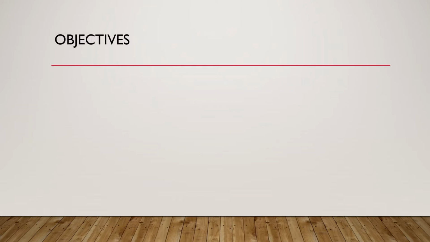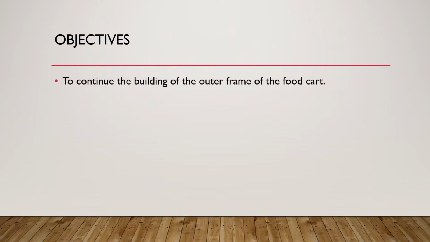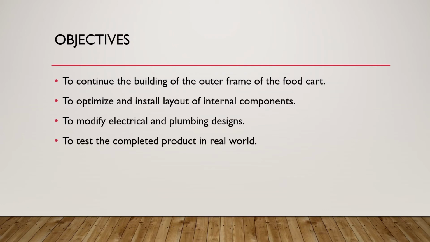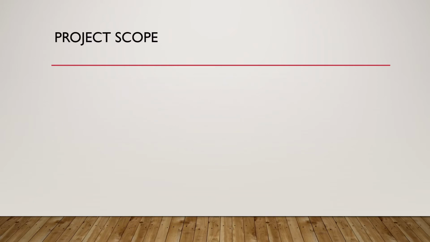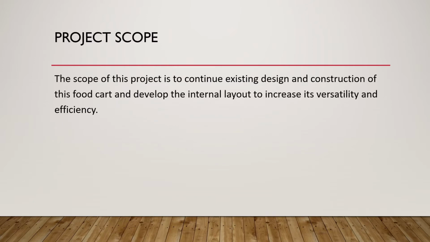Therefore, what is this project set to accomplish? What are its objectives? The four objectives are listed here. Project scope. The scope of this project is to continue existing design and construction of this food cart and develop the internal layout to increase its versatility and efficiency.